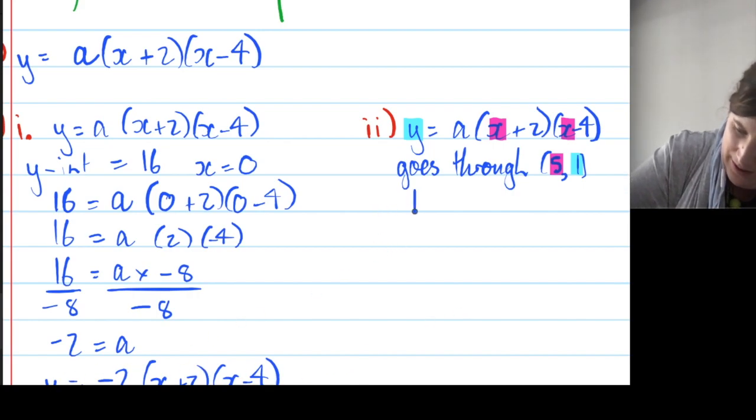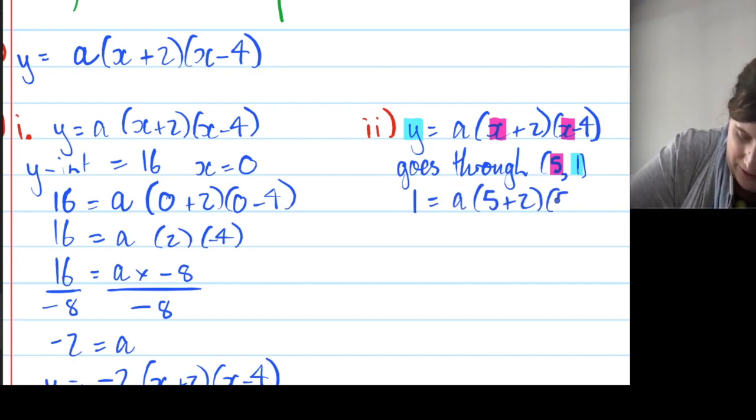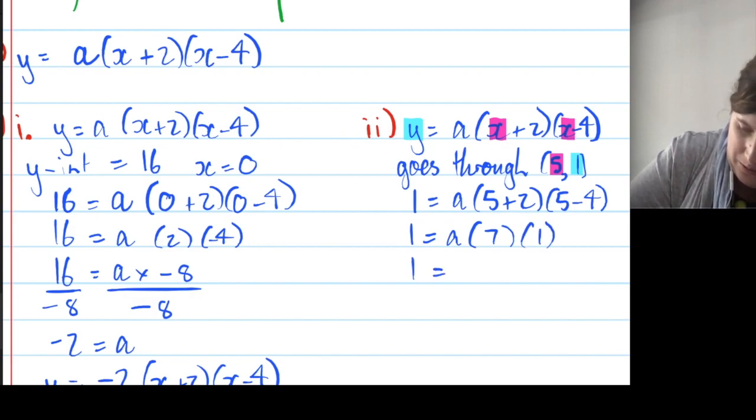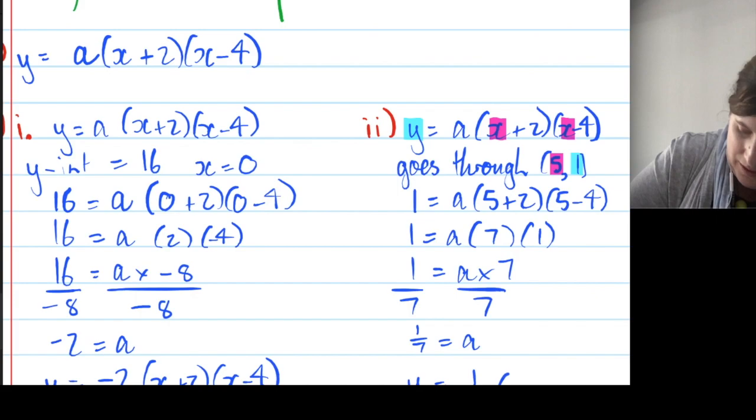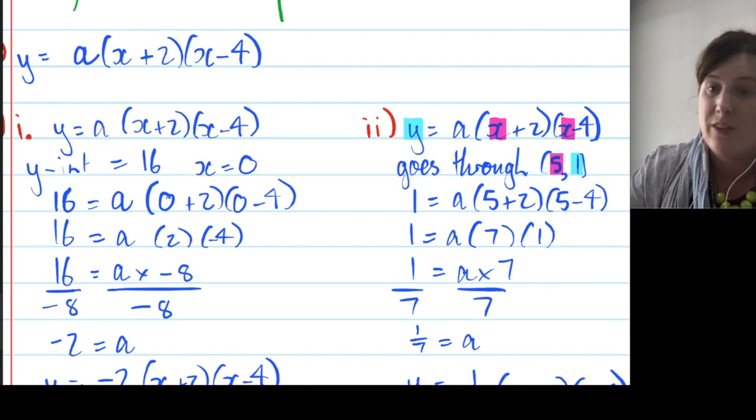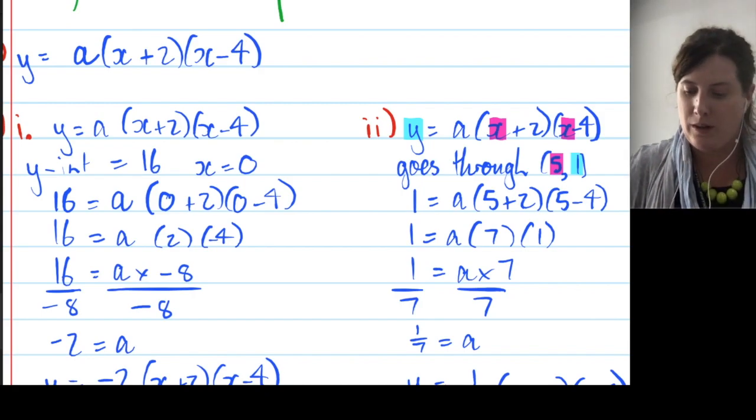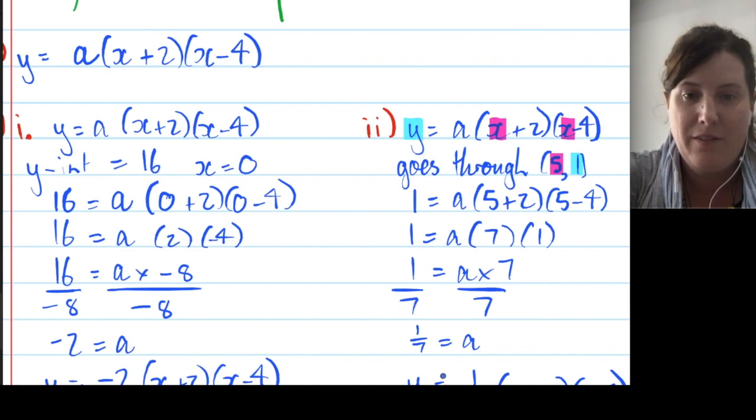So I've got 1 equals a outside of 5 plus 2, 5 take 4. 5 plus 2 is 7, 5 take 4 is 1, so 1 equals a times 7. So I've got 1 on 7 equals a. So if I want to rewrite my formula, y equals 1/7 outside of x plus 2, x take 4 is now the proper formula for that. I could type that into decimals or I could sketch it by hand. Not going to bother. They're fairly simple.